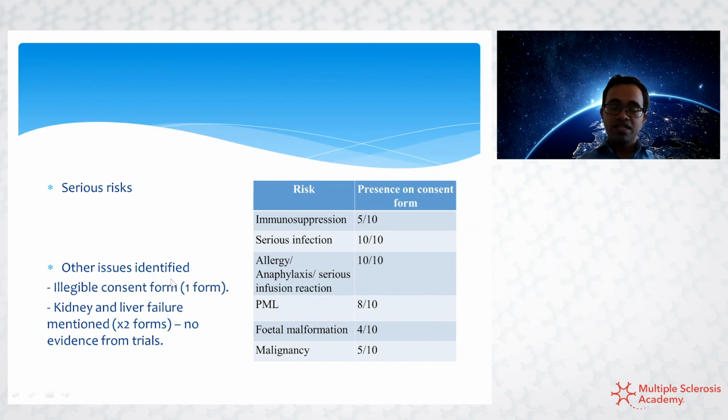Other issues that we identified during the process were that one of the consent forms was illegible, and kidney and liver failure was discussed in 2 cases, where there is no evidence from trials.